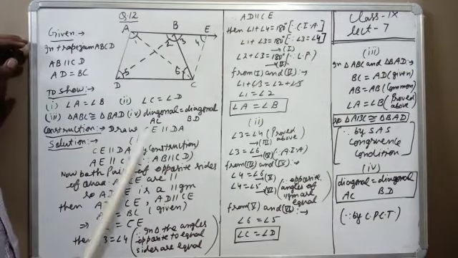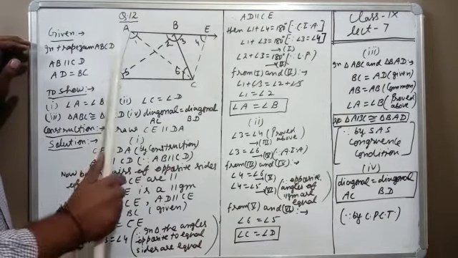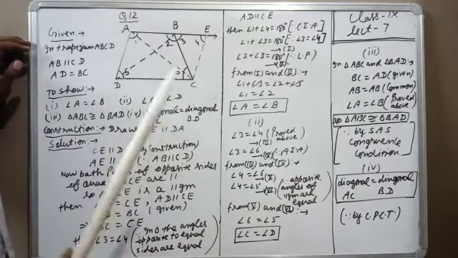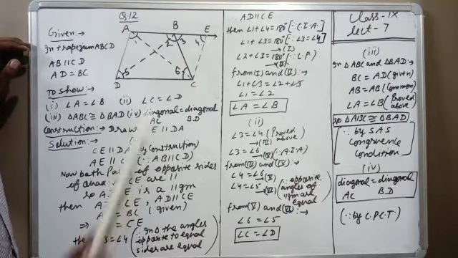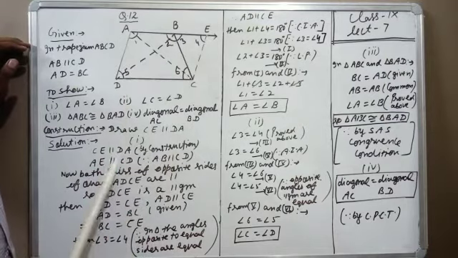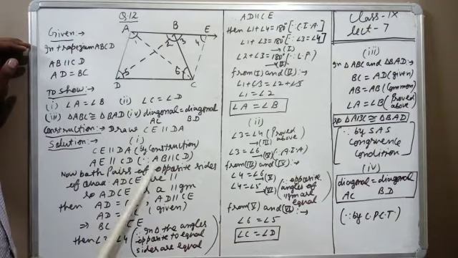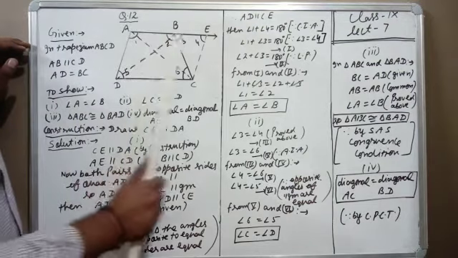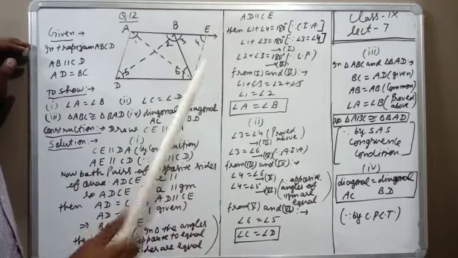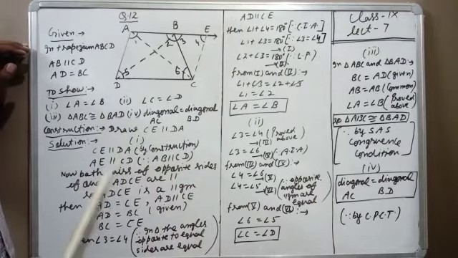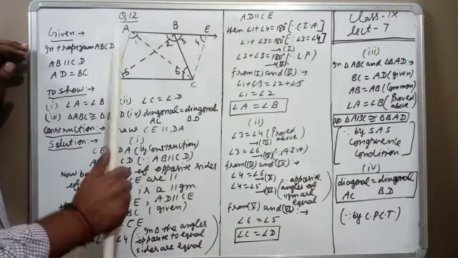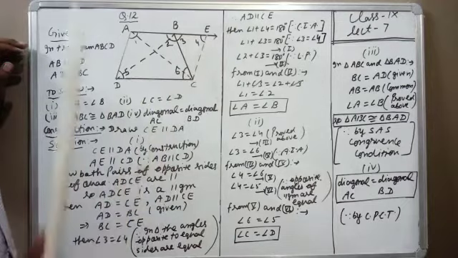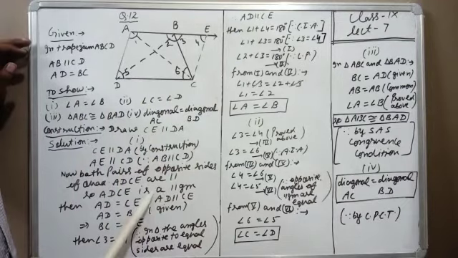Now solution. First part, we start from here. First step, we will prove ADCE is a parallelogram. For this, we will write CE parallel to DA by construction. Then AE parallel to DC because AB parallel to CD. When two lines are parallel and we extend the line in the right direction, then that is also parallel. So now both pairs of opposite sides of quadrilateral ADCE are parallel. So ADCE is a parallelogram.